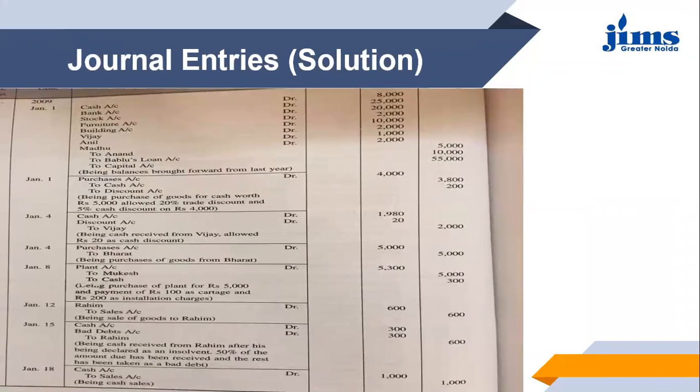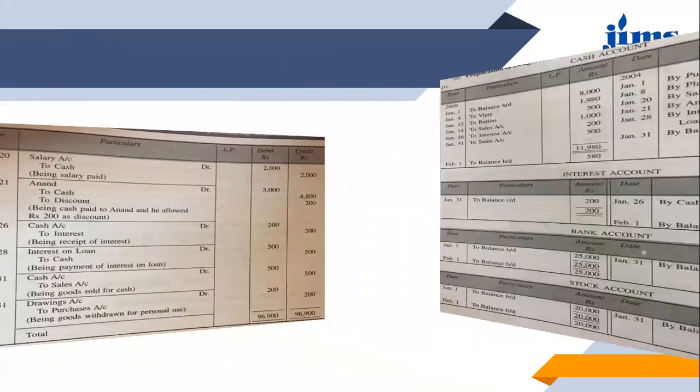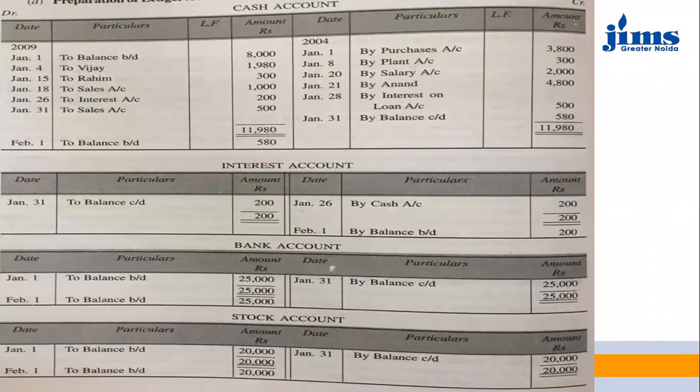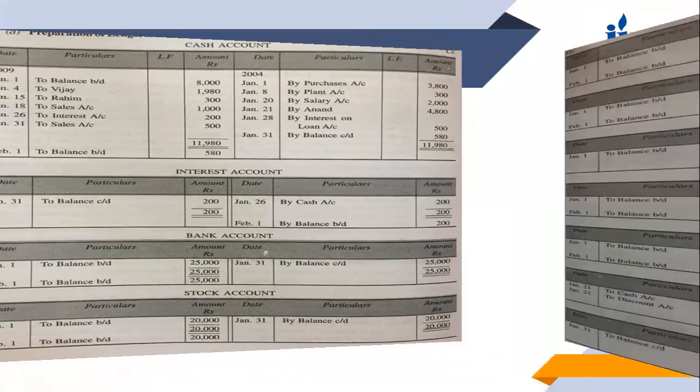The next entry is cash account debited, bad debts account debited to Rahim account. For this entry, cash account we already have, Rahim account we already have, and bad debts account is the new account which we need to prepare here. So let's take up the cash account entry. Cash is getting debited here. So we'll go on the cash account debit side, and you can very well see here under 15th of January to Rahim 300 is getting debited. So cash account posting is done with the name of to Rahim.